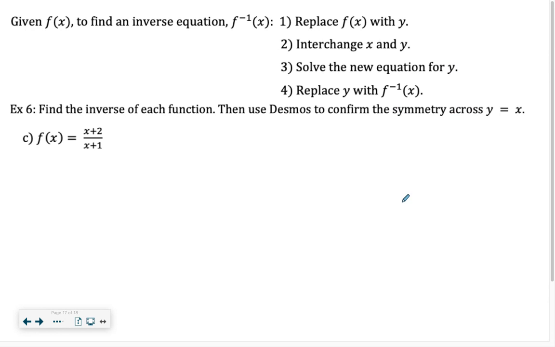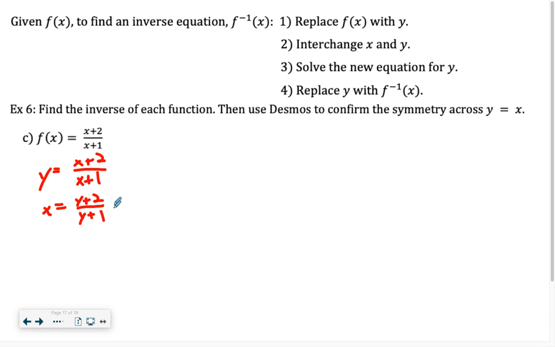One more example. All right, so here, again, let's go through our steps. So we're going to have y equals (x plus 2) over (x plus 1). Then switch all the x's and the y's. So I'm going to have x equals (y plus 2) over (y plus 1). In this case, we have two x's in the original function. So when I switch that, I'm going to have two y's.